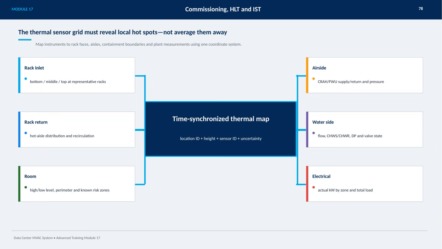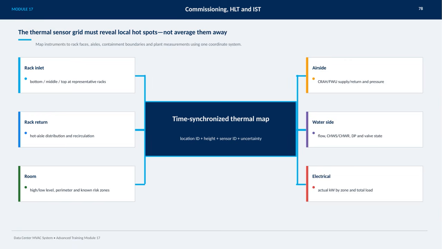For rack inlets, sensors should capture temperatures at the bottom, middle, and top of representative racks to get a detailed profile. Similarly, monitoring rack return air helps us understand hot aisle distribution and potential recirculation issues. In the room environment, it's important to track high and low levels, the perimeter, and any known risk zones where temperatures might vary. On the air side, we measure supply and return conditions from CRAH or FW units, along with pressure, to ensure airflow is properly balanced.